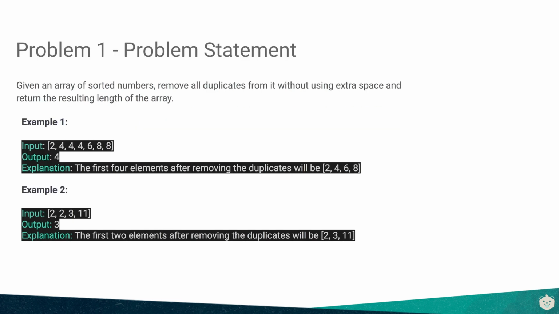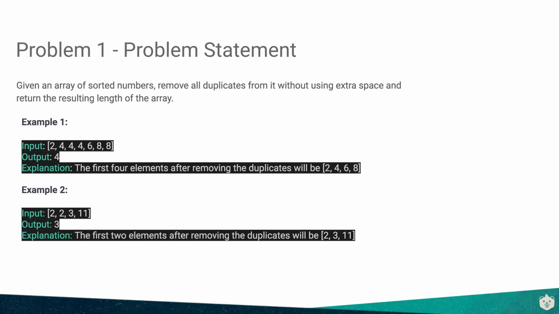You're given an array of sorted numbers. You have to remove all the duplicates from it. You shouldn't use extra space, meaning you shouldn't be using an additional array to do this. And the result that you need to return is the length of the modified array.